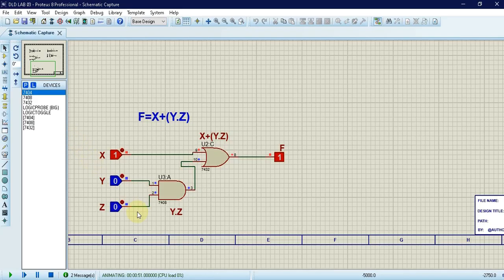Now we should try another case, when all of them are 1. The result is still the same, as we know that if we first solve this AND gate, that is y and z, since both of the inputs are 1, our output will be 1, because in the case of AND gates, when both of our inputs are actively high, the AND gate gives us an output of 1. So 1 or 1 gives us an output of 1.